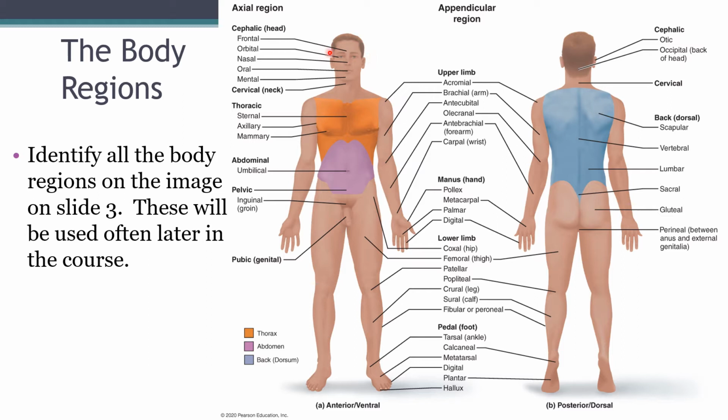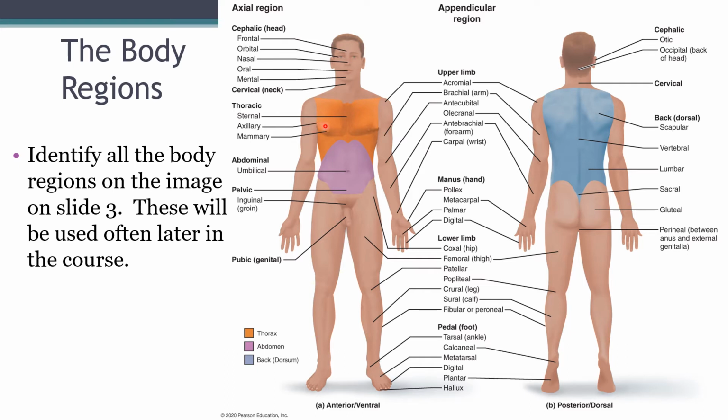Okay, so frontal. Some of them are easy, like the nasal region for the nose, the oral region for the mouth, orbital region for the eye. The one that's different here, the mental region for the chin, cervical for the neck, sternal is right in the center of your chest. The whole orange chest region is thoracic. And then within thoracic, you have that sternal right in the middle.